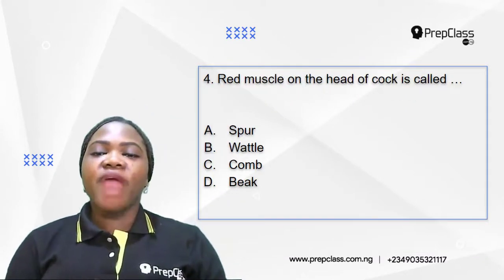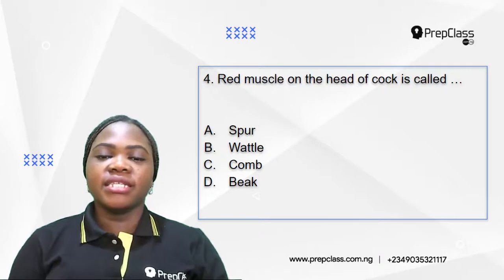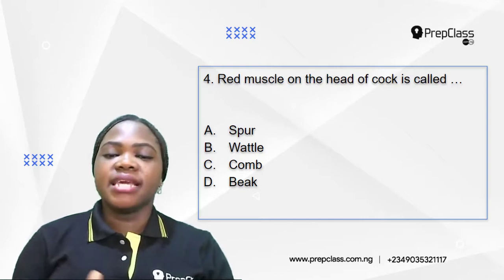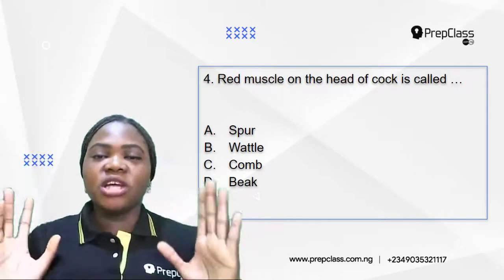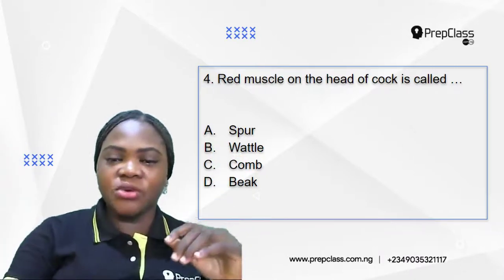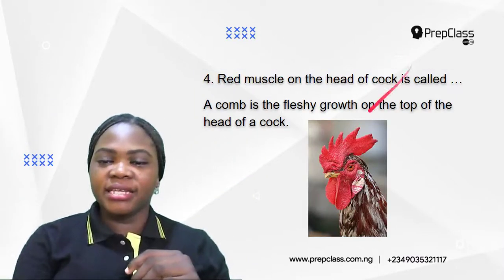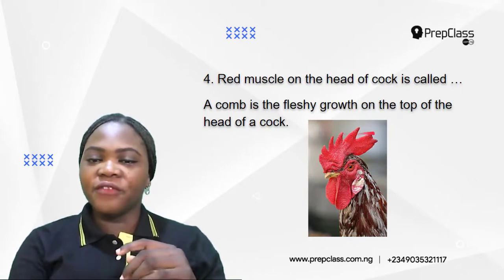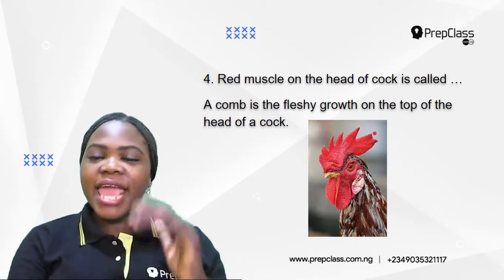Number 4, the red muscle on the head of a cock is called A, spur, B, wattle, C, comb, D, beak. I'm sure that you must have seen the red muscle on the cock before. Okay, let me show you a picture here. Can you see it here? So this is the red muscle on the head of a cock, and it is called a comb.